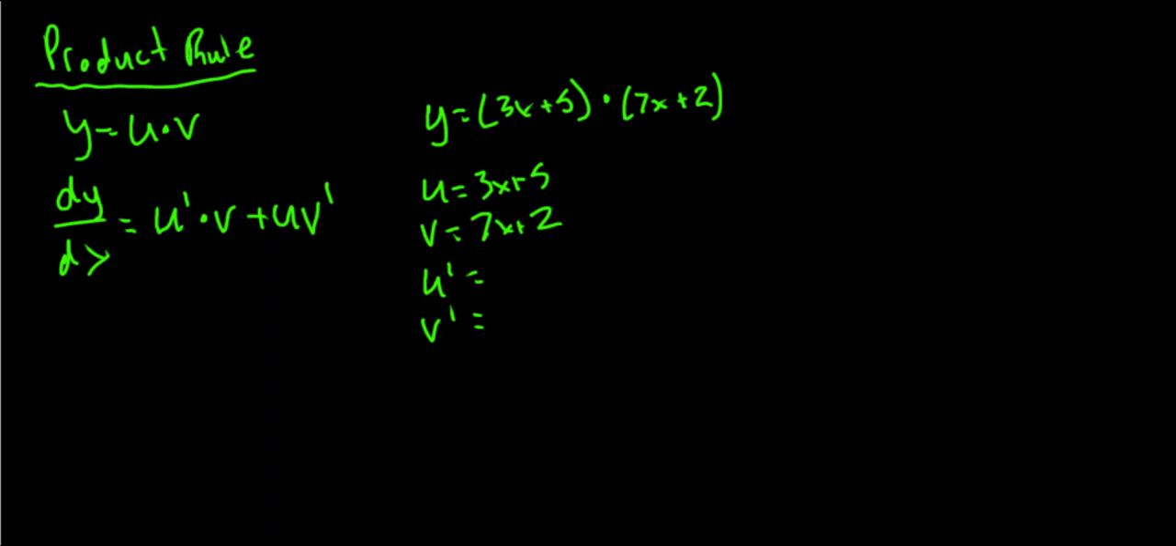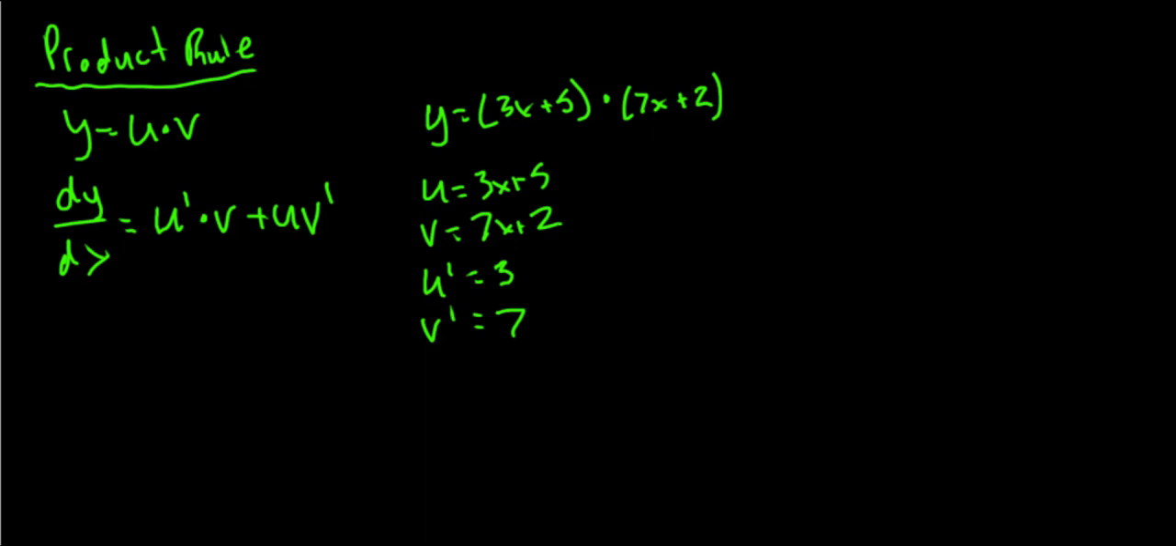So let's do that. The derivative of 3x plus 5 is the derivative of u. And by now, we should know that this is a very easy thing to do. The derivative of 3x is just 3, and 5 is 0, so the derivative of u is just 3. The same with v prime, right? What's the derivative of 7x plus 2? That's just going to be equal to 7. Okay, so now we have u, v, u prime, and v prime.